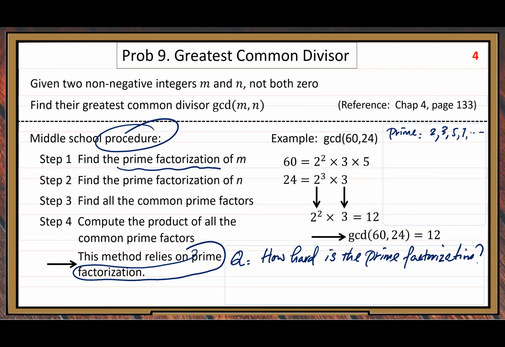How hard? Here it's not hard, right? Why here not hard? Because these numbers, we only do prime factorization on small numbers, or relatively small numbers.